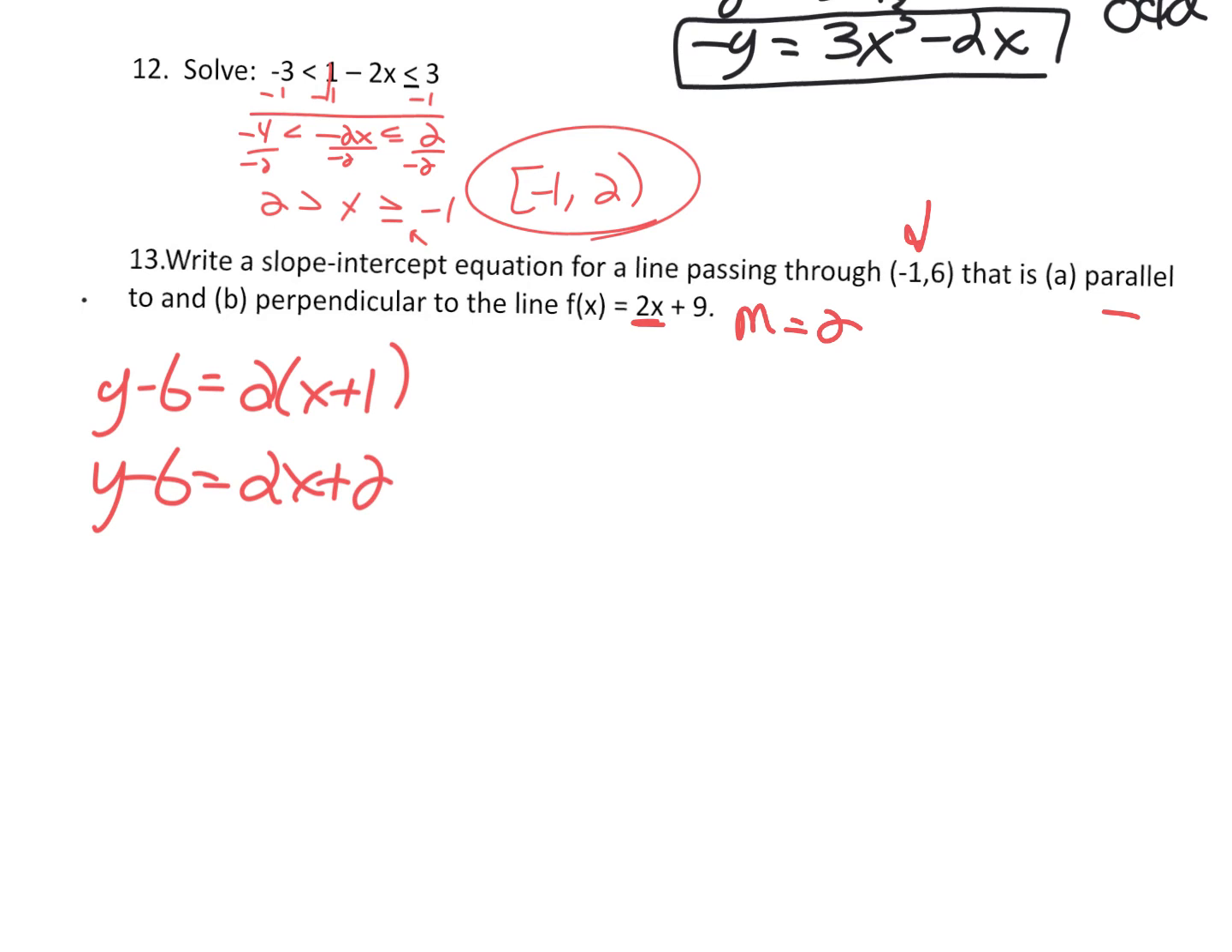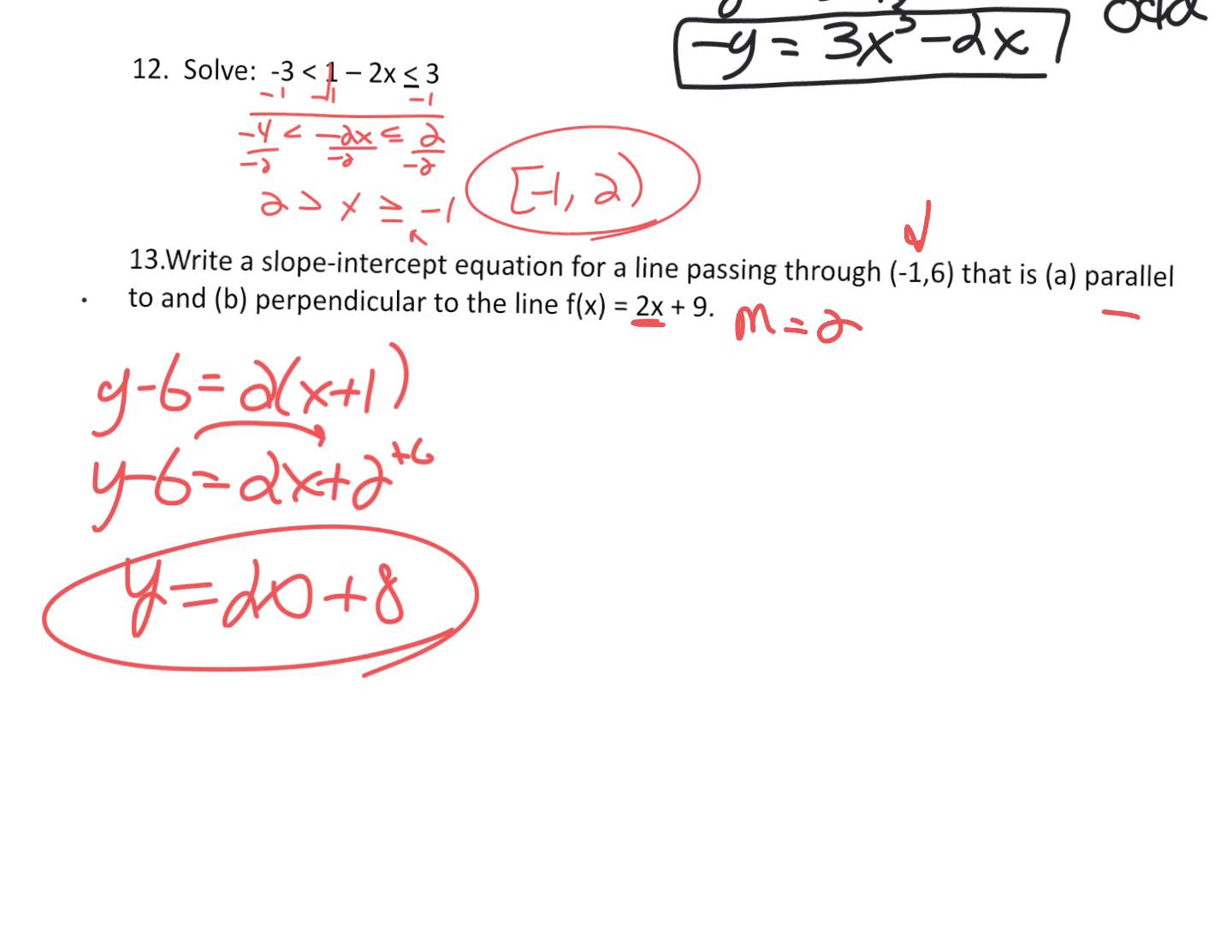Distribute the 2 like that. Move the 6 over. If I move that 6 over there, it becomes plus 6. 2 plus 6 is 8. There's the parallel. y equals 2x plus 8. That's an x, by the way. It's a bad one.